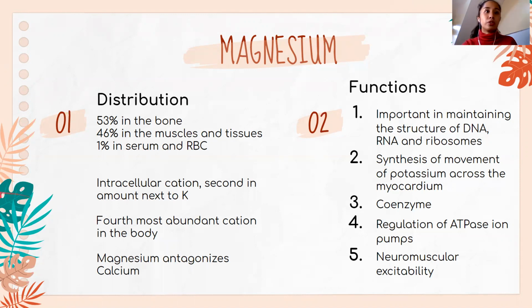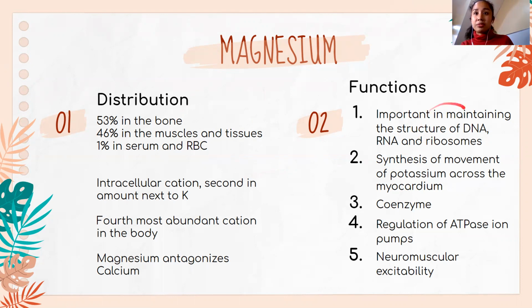Most of your magnesium is in the bone, just like your calcium and your phosphate. 46% is in the muscles and the tissues, and 1% is in the circulation or in your serum and inside your red blood cells, class. So konti lang yung nasa circulation na magnesium at yun yung minemeasure natin in the laboratory.